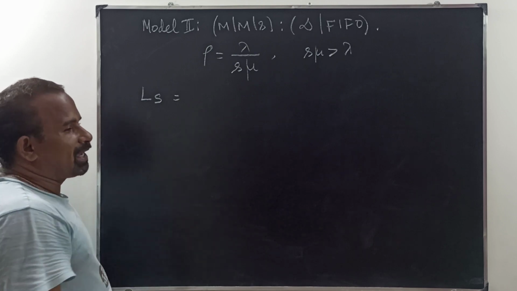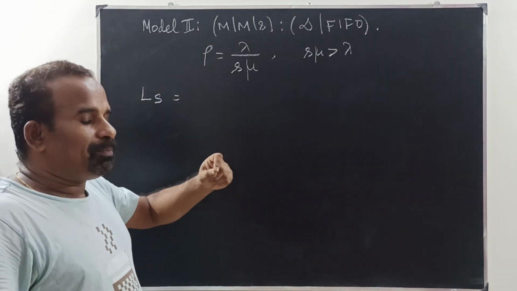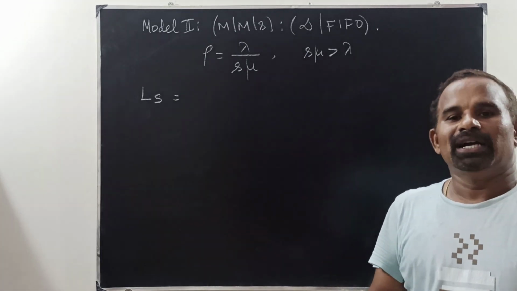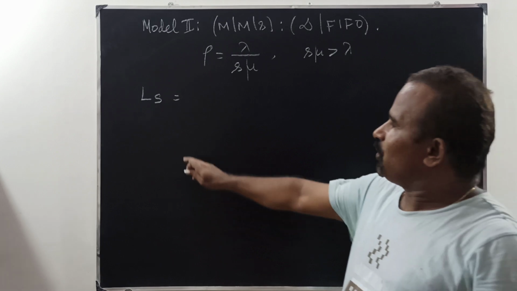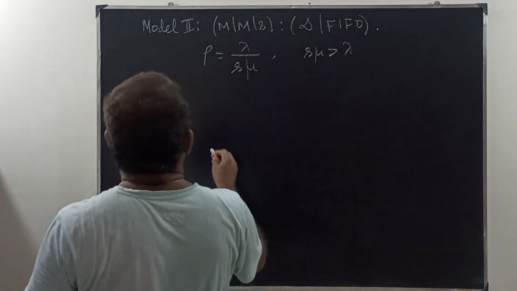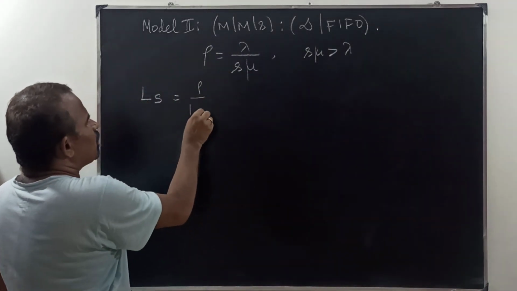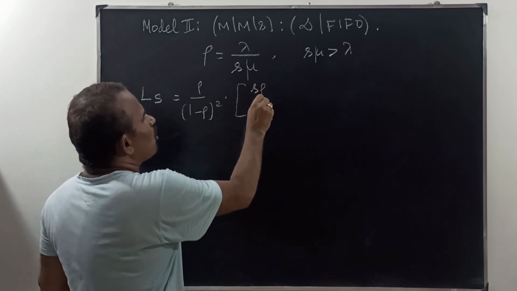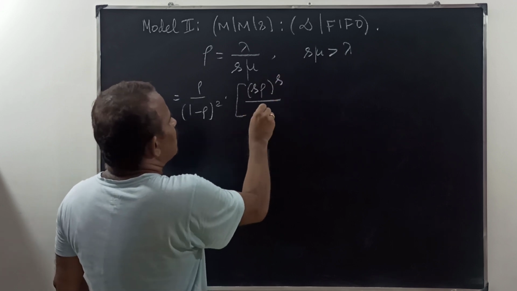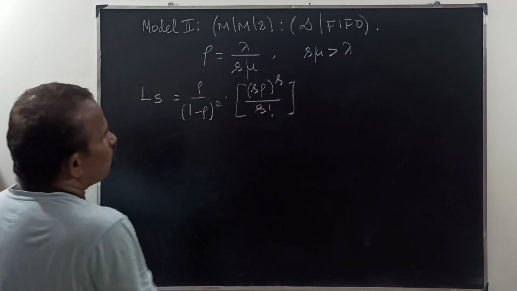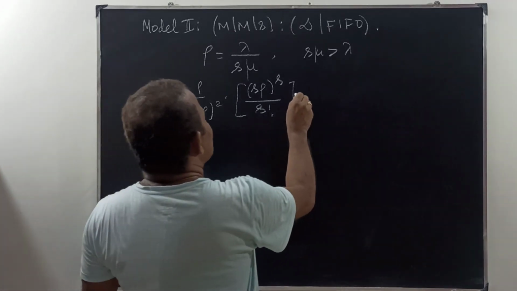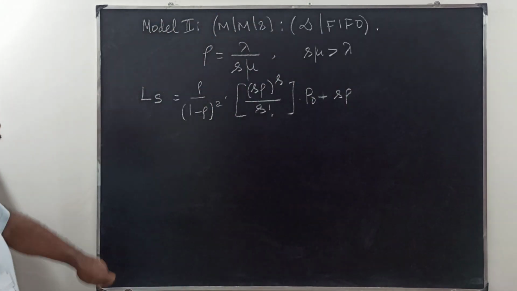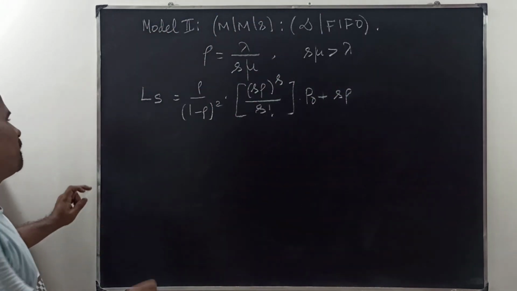The next is Ls. Ls is equal to the length of the system, the number of customers in the queue plus the number of customers in service. So Ls is equal to rho divided by (1 minus rho) the whole square, into (S rho) the whole power S divided by S factorial, into P naught, plus S rho. This is the length of the system.